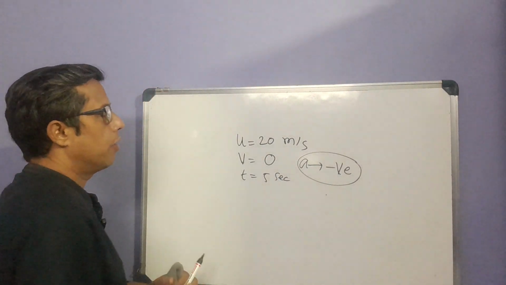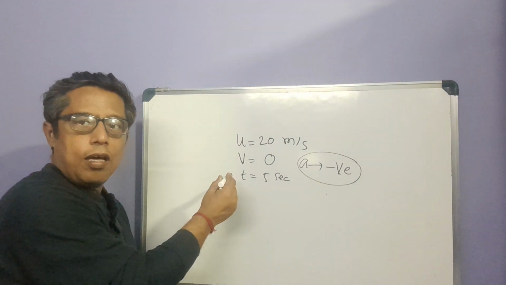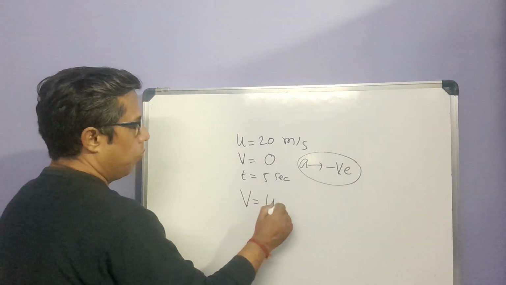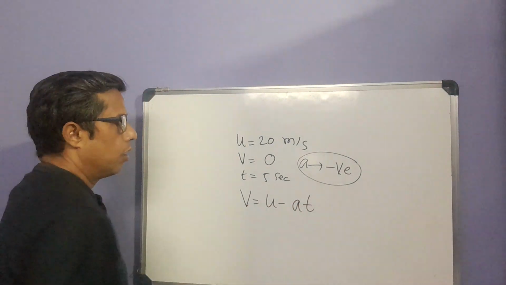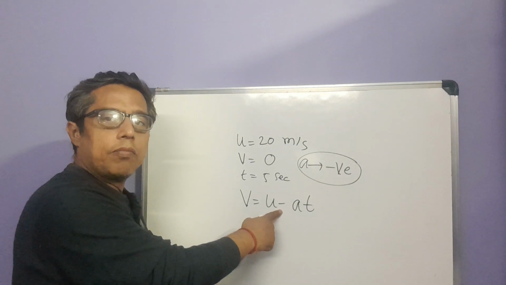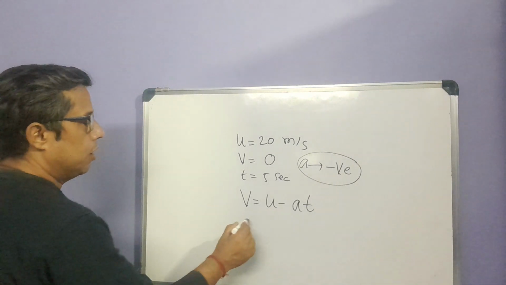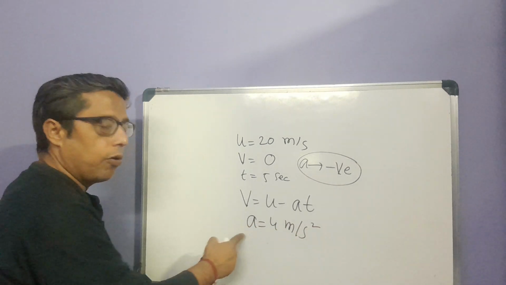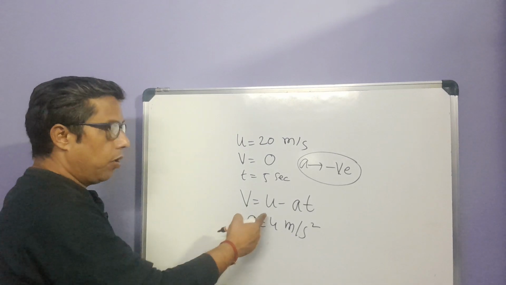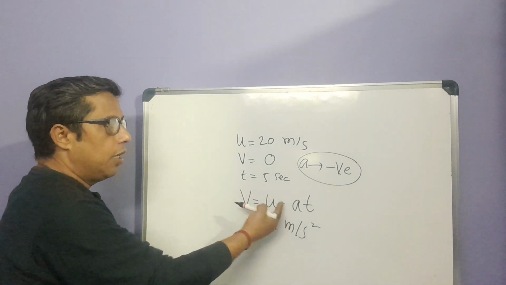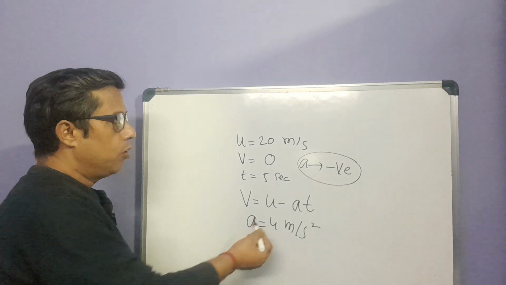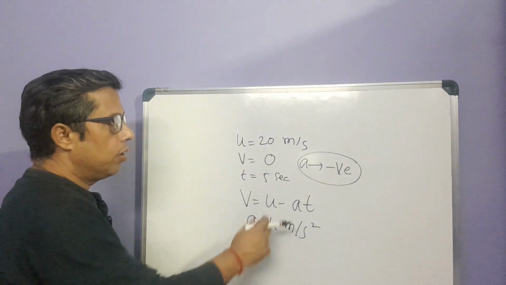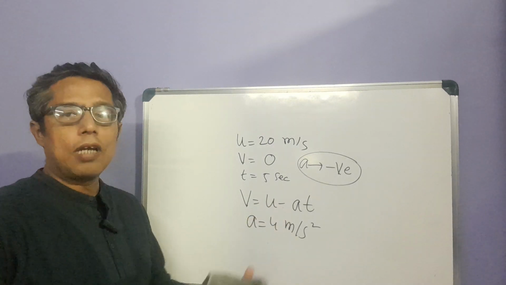Since I can see the final velocity is reducing, in the starting I can take the equation like v is equal to u minus at. The moment I am taking this minus, then acceleration will come a is equal to 4 meter per second square, a positive value. Because in the starting I considered this as minus, the value of acceleration will come positive. So both will be true. Both are true, depending on what equation you are starting.